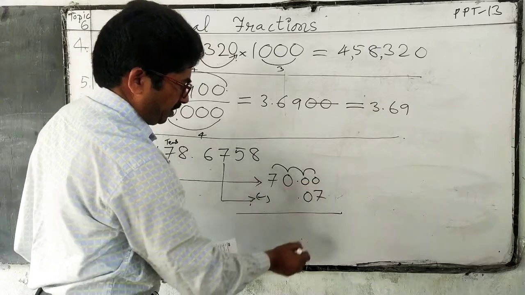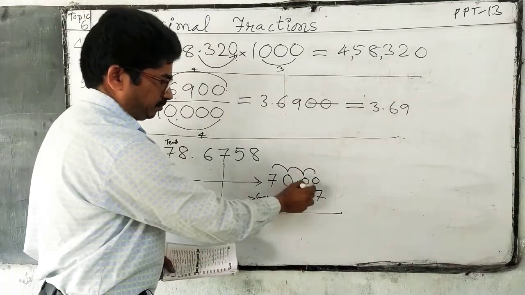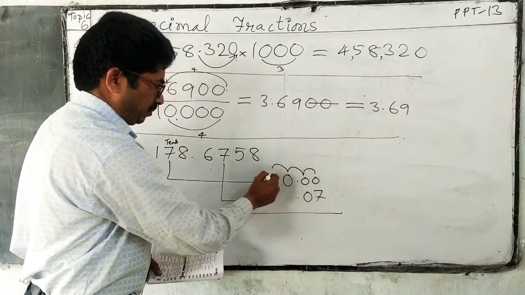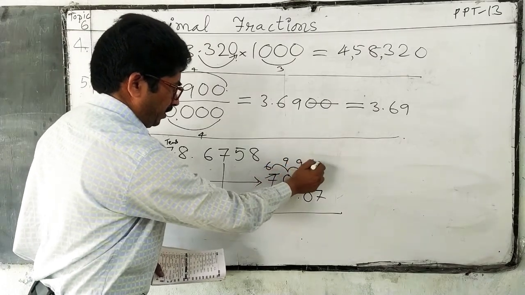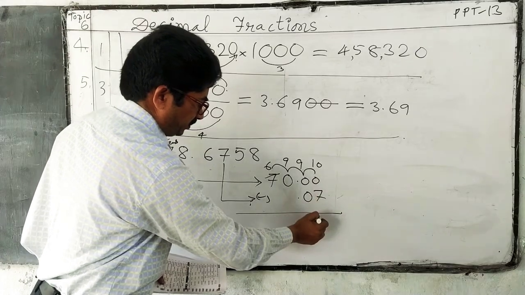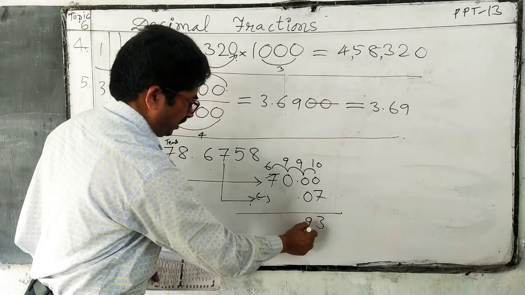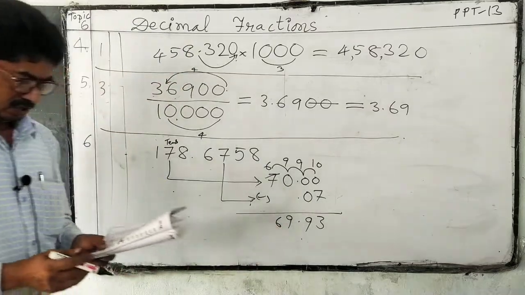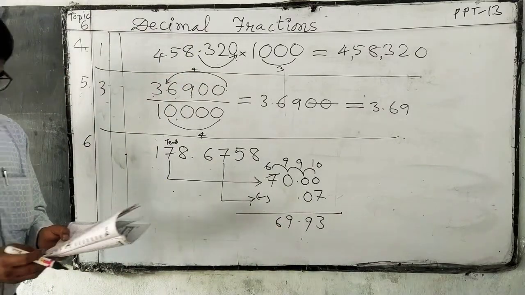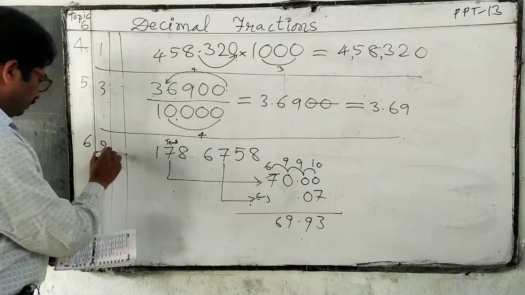Zero minus 7 not possible. That's why borrow from 7. 9, 9, 10. 10 minus 7, 3, 9, 9, 6. 69.93. Option 2.